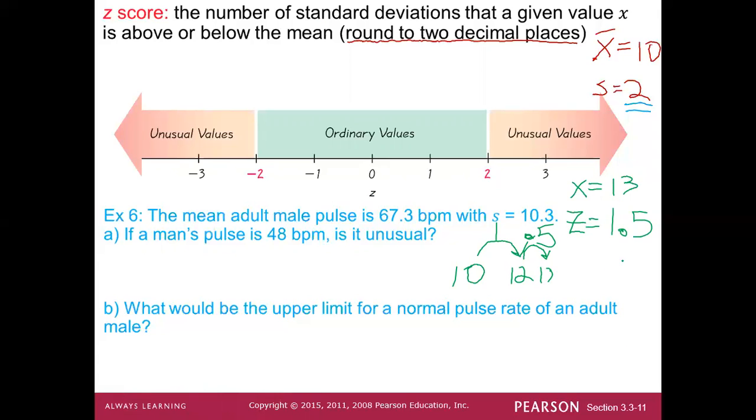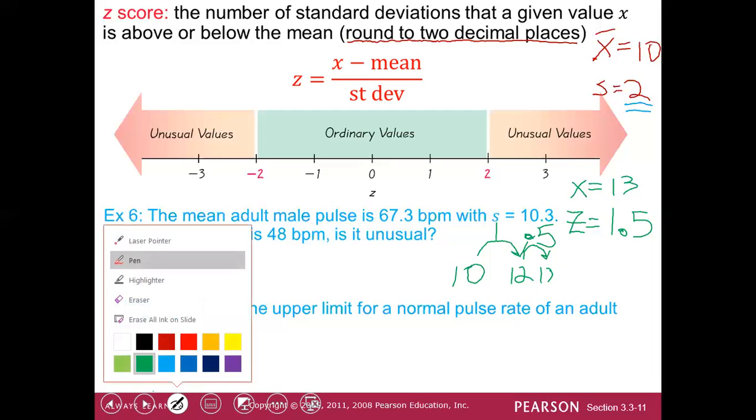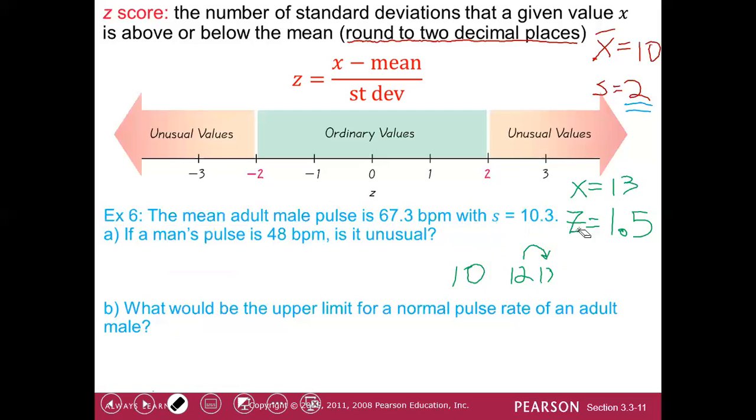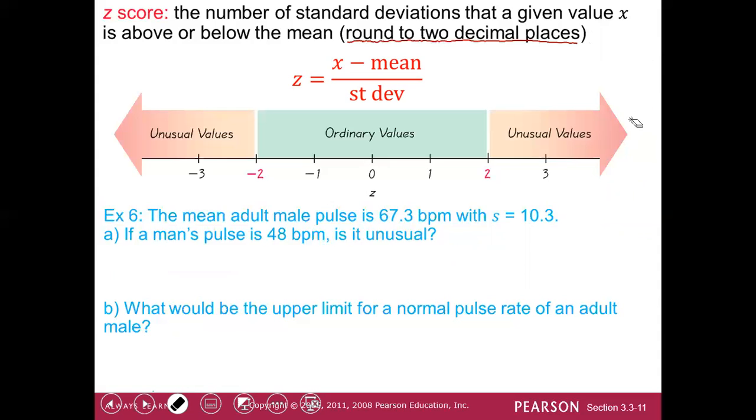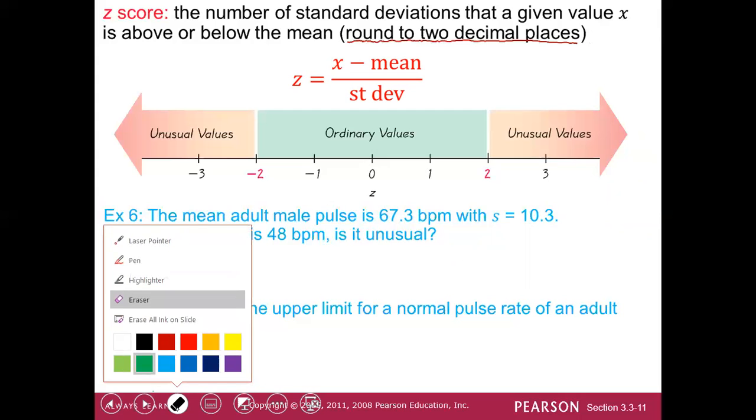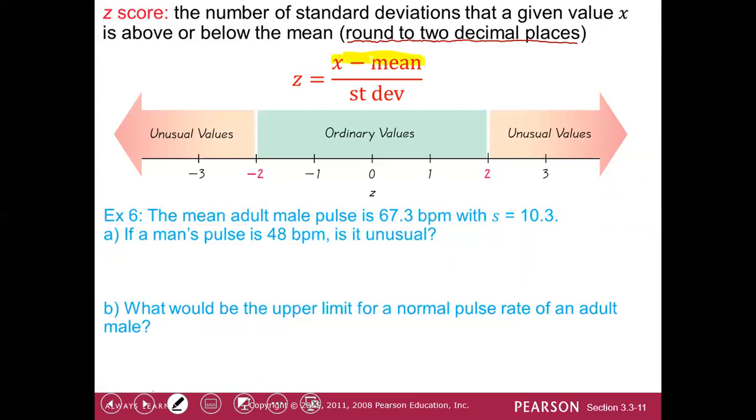Now, not all data values are going to land at these nice increments, so we need to have a formula for it. The formula for the z-score, which we will use over and over and over again, is x minus the mean divided by the standard deviation. So basically, we're figuring out how far away the data value is from the mean, but then we're measuring that in terms of standard deviations.